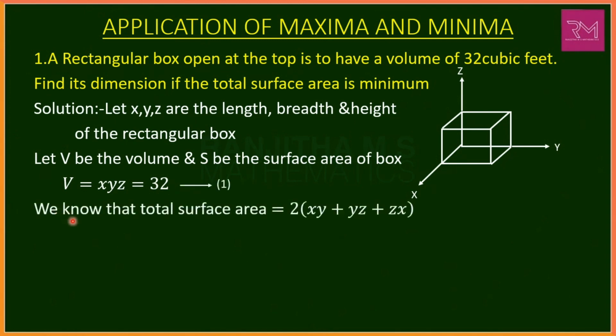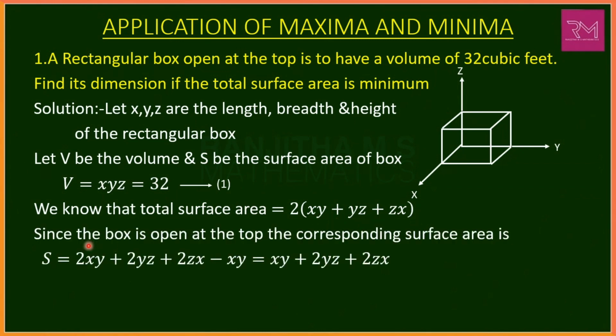In the similar way, we know that the total surface area is 2 into length into breadth plus breadth into height plus height into length. This is the general formula of the total surface area of the cube, that is 2 into (xy plus yz plus zx). Also they have given that the rectangular box is open at the top. So the total surface area is 2 into (xy plus yz plus zx).